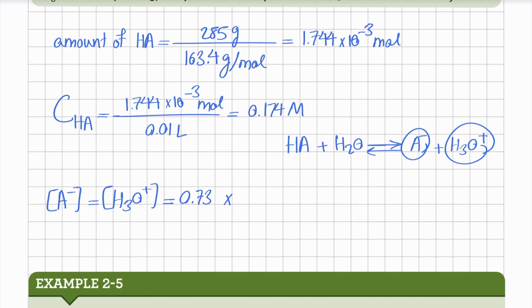Both of them equal 73% times 0.174 molars. So the answer is going to be 0.127 molars for each of them, for A minus ion and hydronium ion. That's fine. Let's go to the next question.